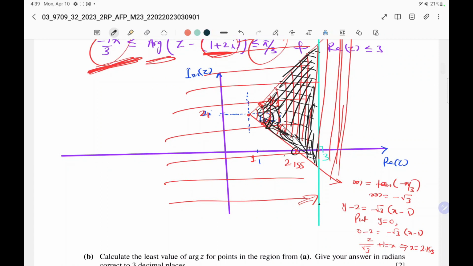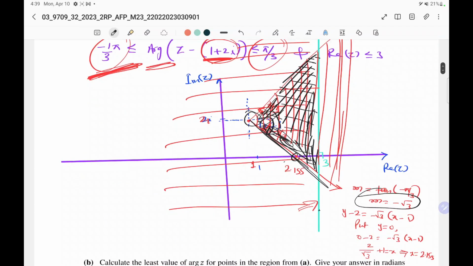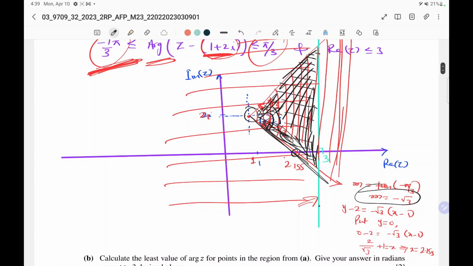So this angle was minus pi by 3. So the gradient is tan of minus pi by 3, so the gradient is minus root 3. And this line is passing through the point 1 comma 2. So I'm finding the equation of this line first. The equation of this line is y minus y1 equals m times x minus x1.